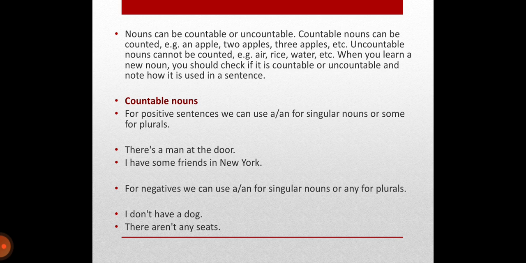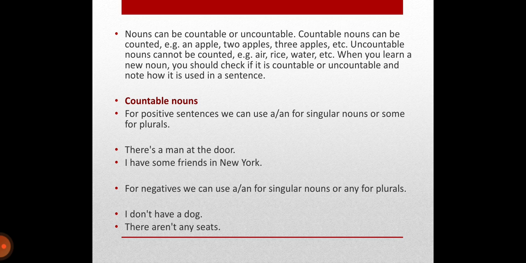Let's start with countable nouns. For positive sentences, we can use a or an for singular nouns or some for plurals. There is a man at the door. Man is a countable noun. I have some friends in New York. Friends are also countable, but if I don't know the exact number, I can say some friends.